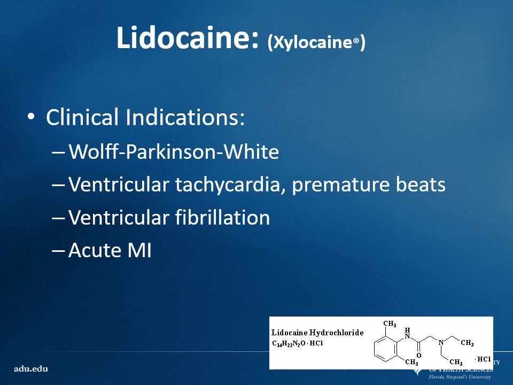For numbing, as an anesthetic agent, called a local anesthetic. Does anyone know how it causes local anesthesia? Blocks sodium channels, just like it does in the heart. It does the same thing for the nerves that are conducting pain signals up to the brain, right?